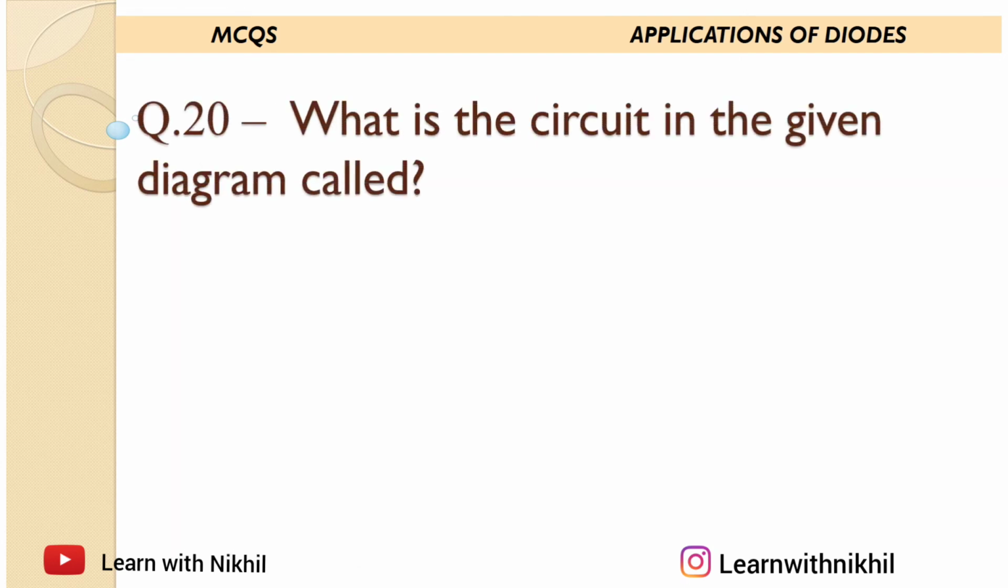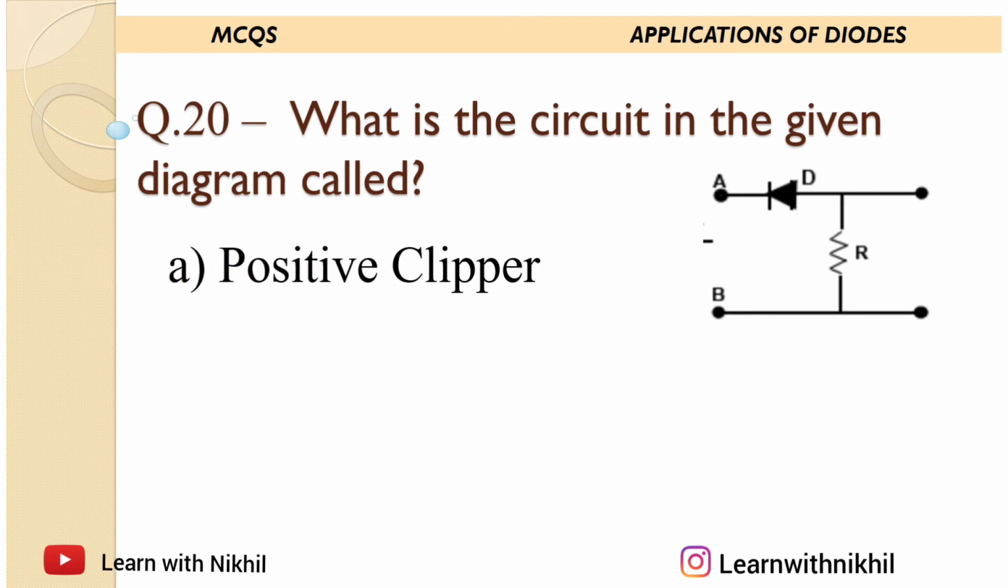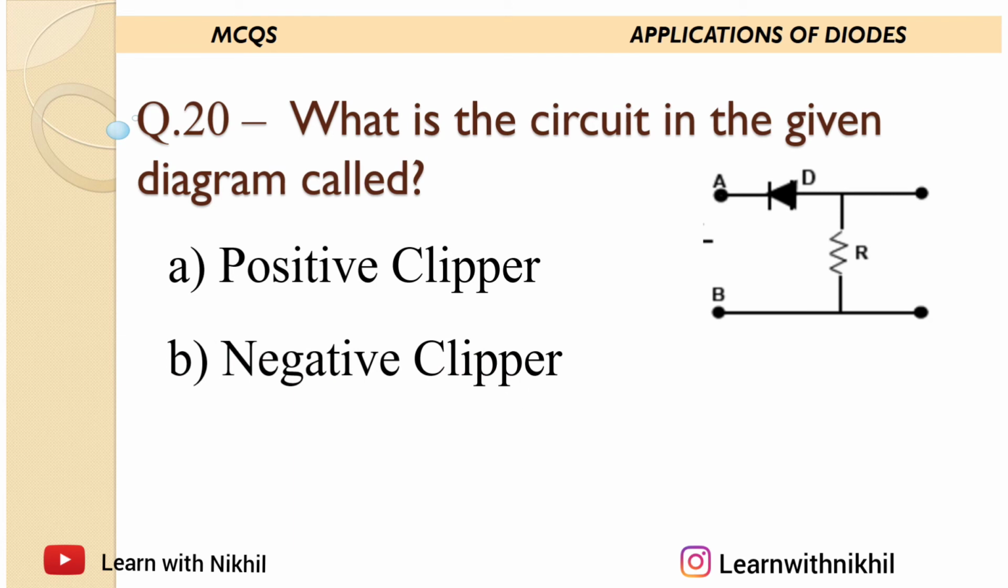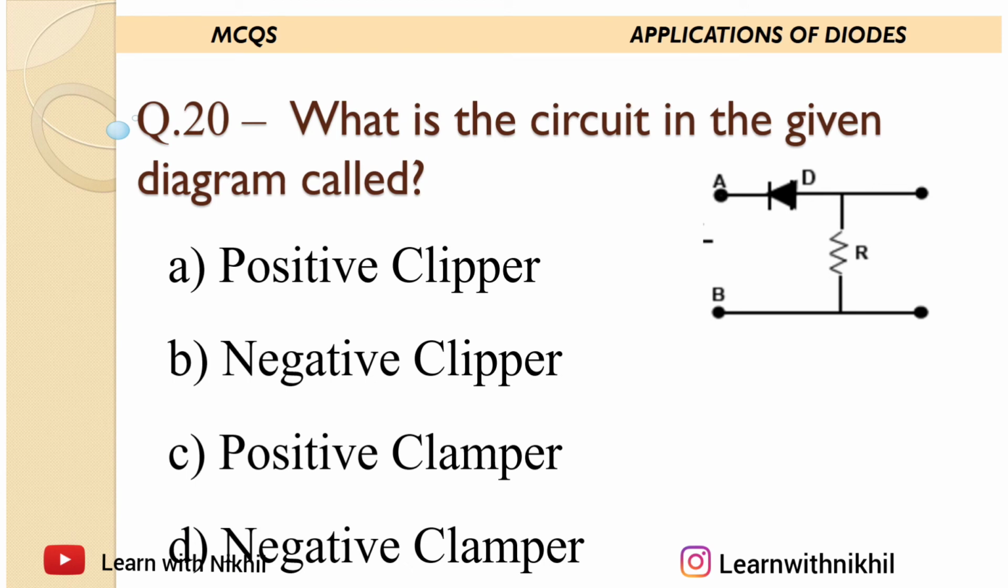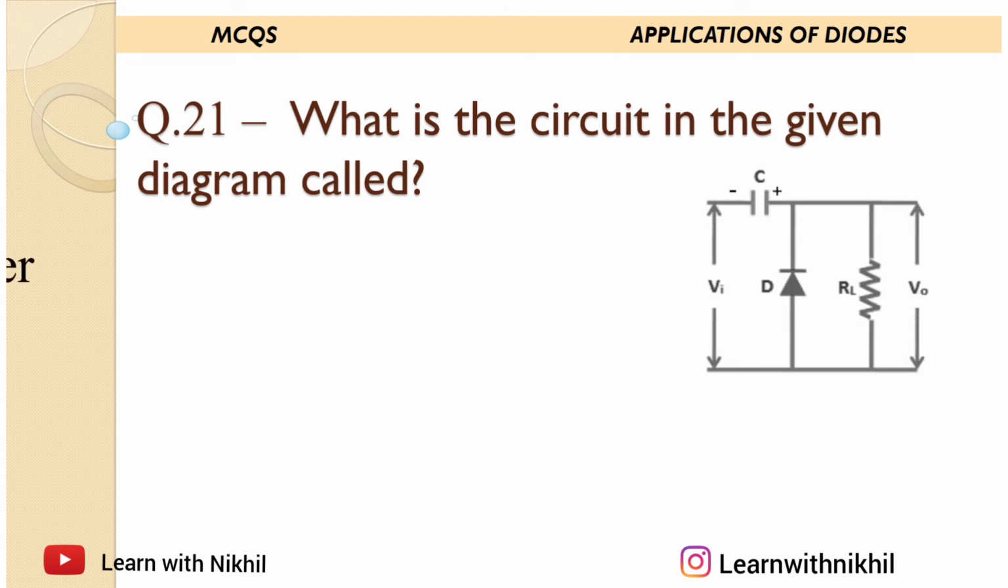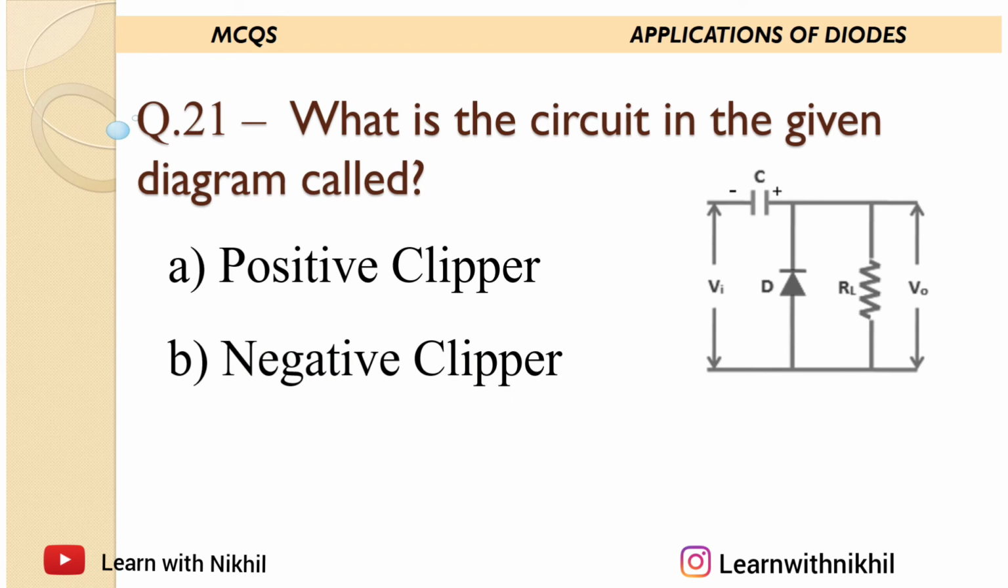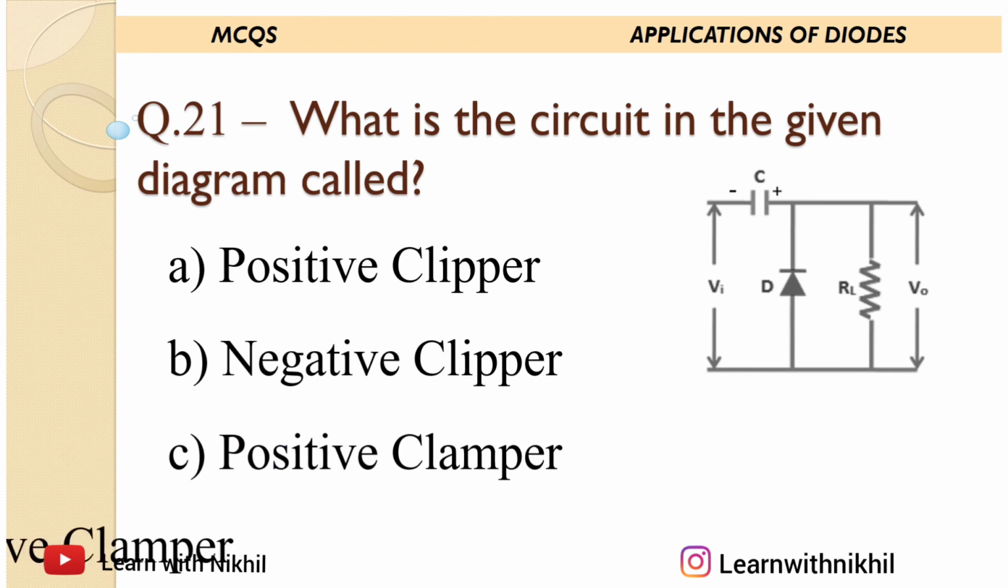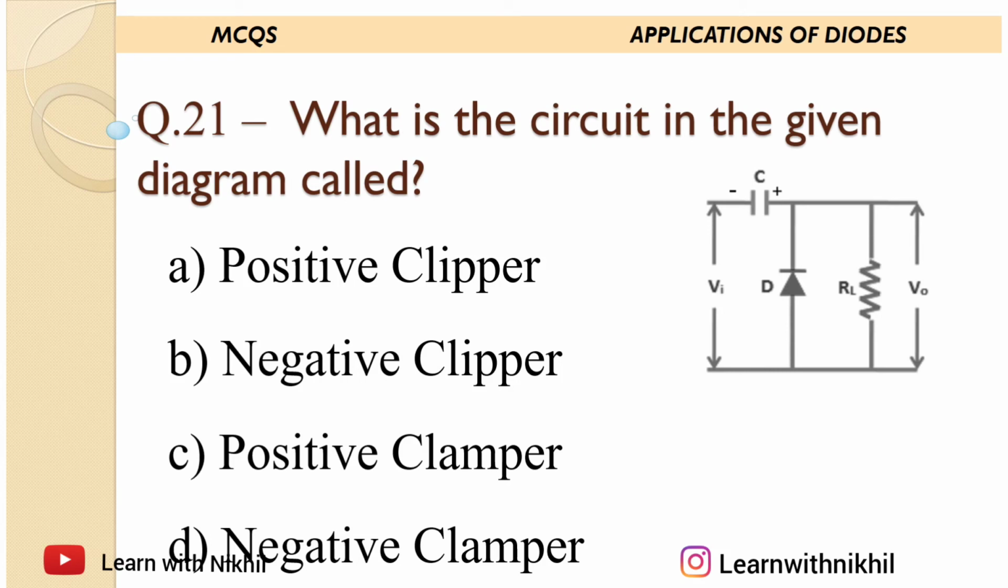Next question, same question but with a different circuit. Is it a positive clipper? Is it a negative clipper? Is it a positive clamper or negative clamper? And the right answer is, yes, it is a positive clipper. Next question, what is the circuit in the given diagram called? Same question, different circuit. Is it a positive clipper, negative clipper, positive clamper or negative clamper? And the right answer is, yes, it is positive clamper.